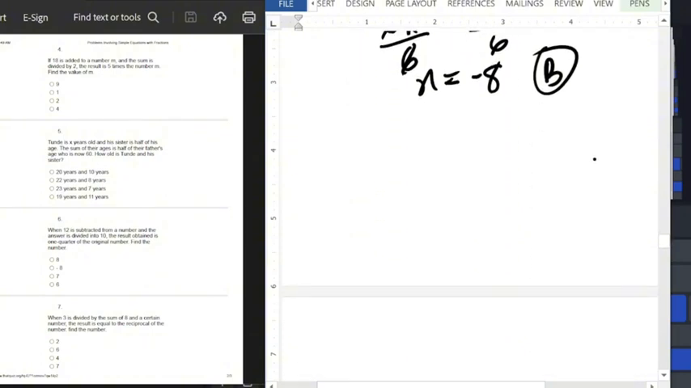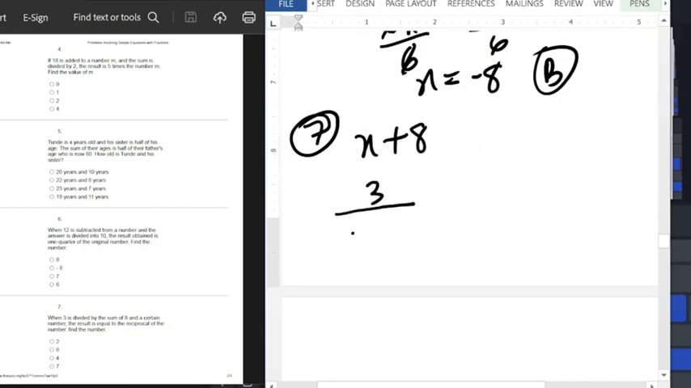So we'll go to question 7 now. Question 7. When 3 is divided by the sum of a certain number and 8, so that means x plus 8. So this 3 is divided by this number. That is supposed to be 3 divided by x plus 8. The result is equal to the reciprocal of the number. Reciprocal of the number x is 1 over x. That's the meaning of reciprocal, 1 over.